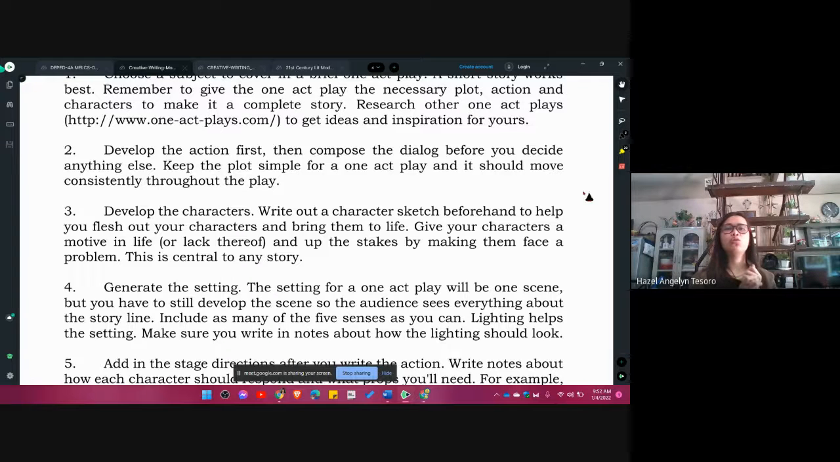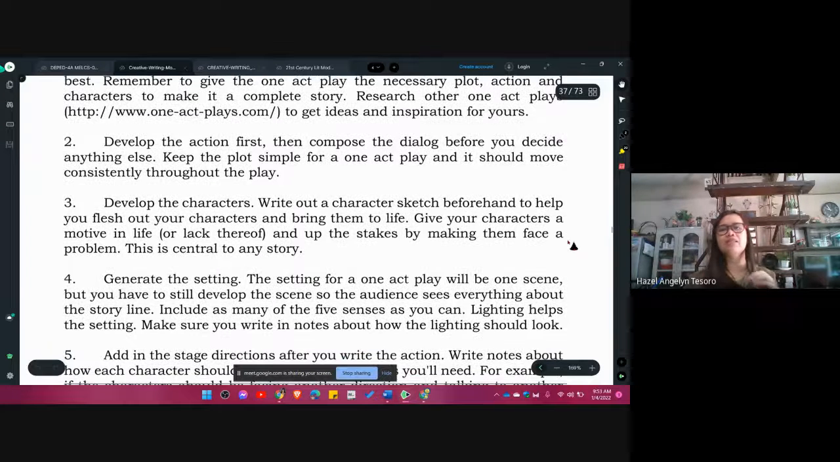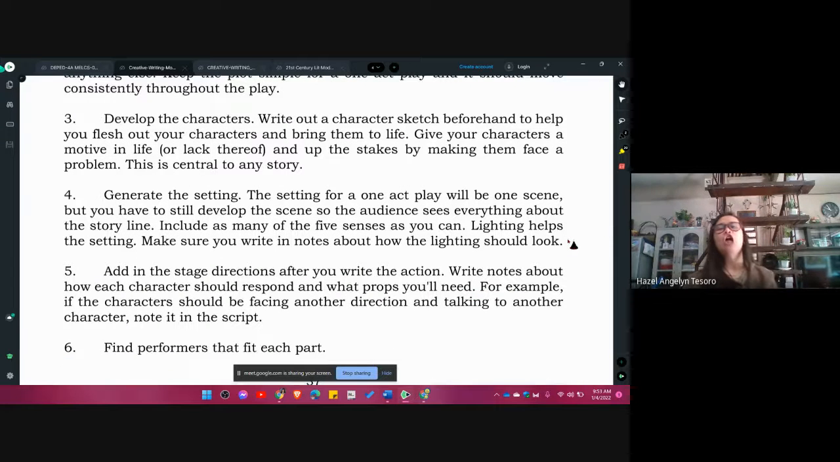So you are to develop the action, focus on the action that comes along with the dialogue, ano, in your story, and then you are also to develop the characters, because if you focus muna on the action, then you'd be able to plan out which stage are you going to use. So once you develop the characters, you can write out a character sketch to help you flesh out your characters and bring them to life, because you're going to apply now the actions from simple dialogues, no? And descriptions that you were able to write in your short story.